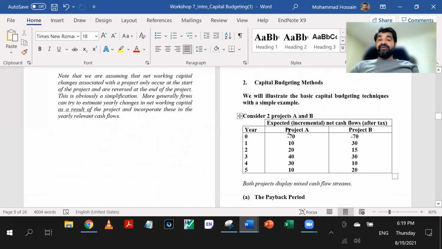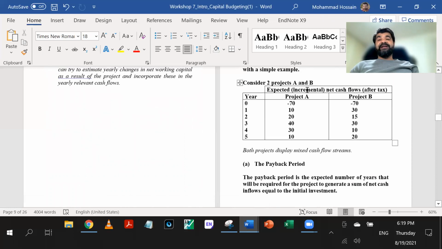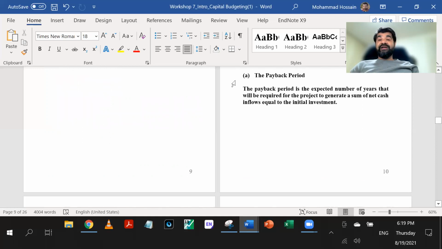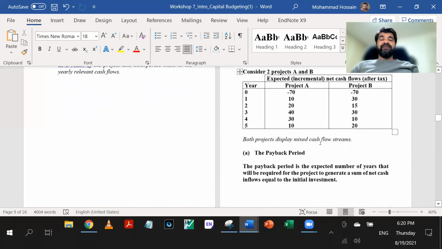this is an example we will use for our next capital budgeting methods. We'll illustrate the basic capital budgeting techniques with a simple example. Two projects, A and B. Expected incremental net cash flow after tax: Project A is this, project B is this. So we will increase our cash flows. Now we're going to use the first method, the payback method, here first.